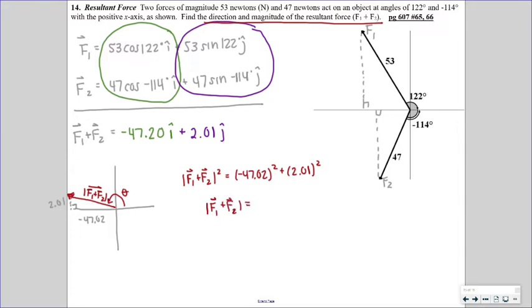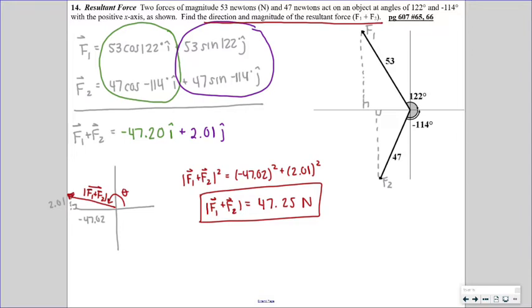Okay, type this all into the calculator. I'm getting something like 47.25 newtons. That's the unit we're in, we're talking about force. Okay, so there is the magnitude. The sum of the two vectors is a force that is 47.25 newtons.